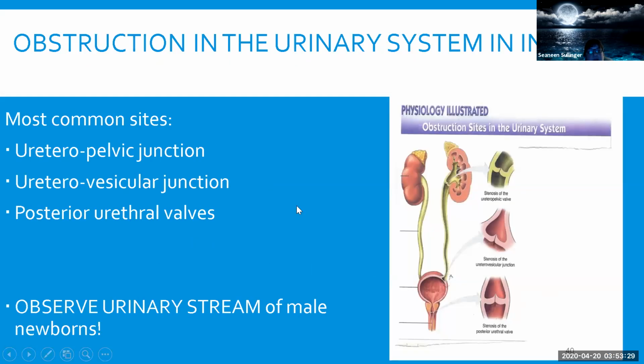So you can also have obstruction in the urinary system. Here is our picture of the bladder and the kidneys here. And at any of these junctions, you can have obstructions or stenosis where there's a narrowing. And then you also want to observe the urinary stream of the male newborns to discover where the opening is.